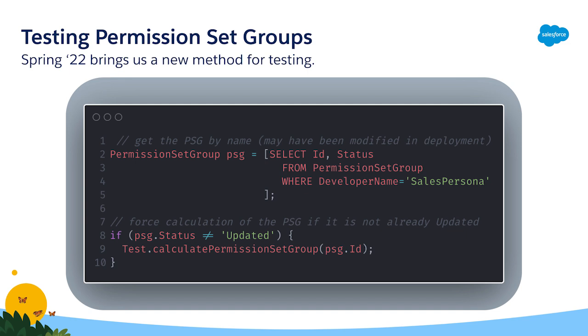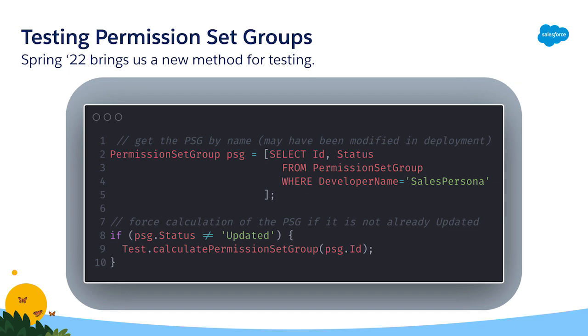Good. You see, before Spring 22, making a permission set group assignment would sometimes fail in situations where the permission set group's members had changed, say due to a deployment, but had not yet been recalculated.